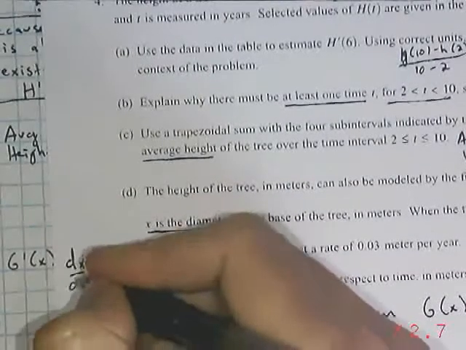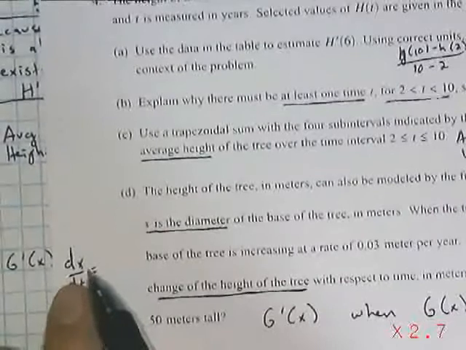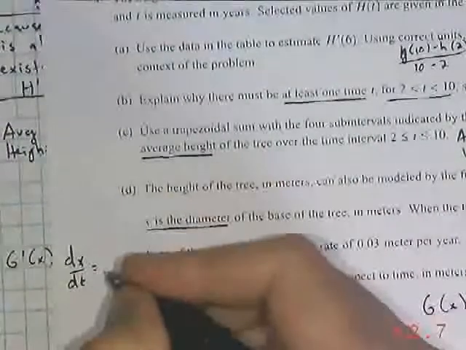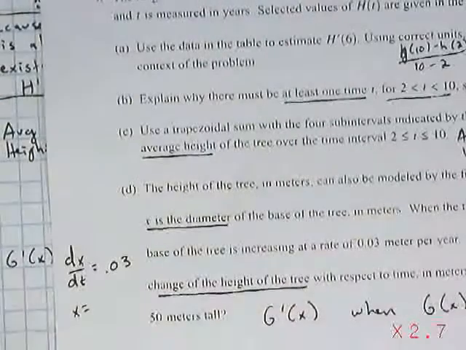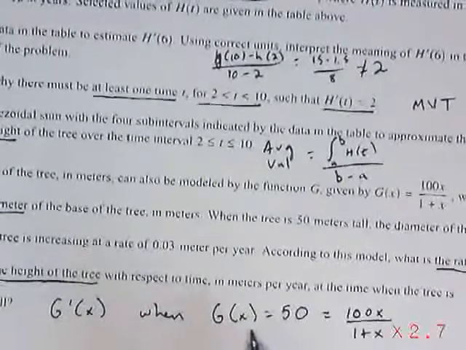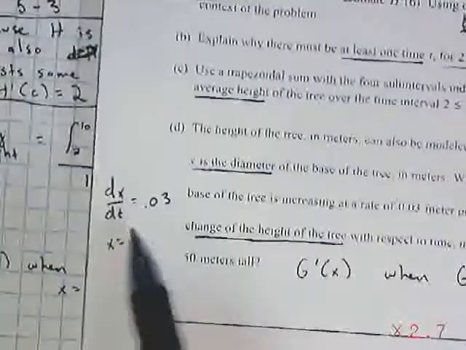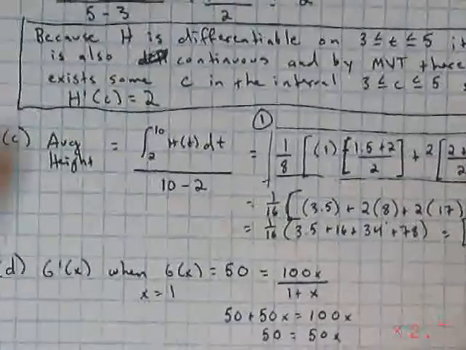But they give us a specific moment where dx/dt, the rate of change of our diameter, is equal to 0.03 when x is equal to 1, when the height of the tree is 50. So this rate of change of our diameter will come into play. But let's jump into calculating the derivative of g.